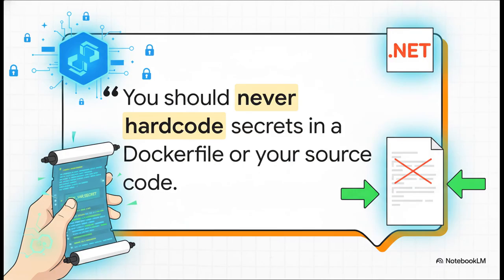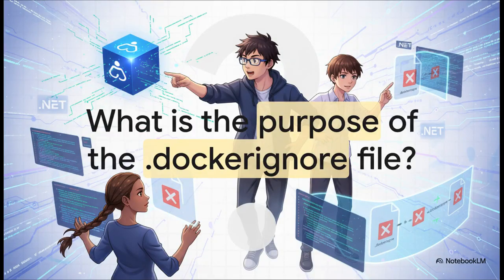The number 1 rule, the most important takeaway, is this. You never hardcode secrets into your Dockerfile or your source code. Ever. The best practice is to pass them in at runtime as environment variables, just like you see here. This keeps your sensitive credentials completely separate from your image. And what's really cool for .NET developers is that these environment variables automatically map to your appsettings.json configuration. It's secure and convenient.